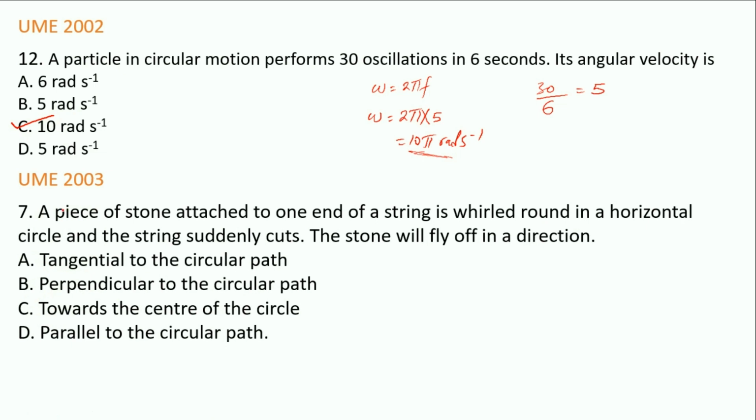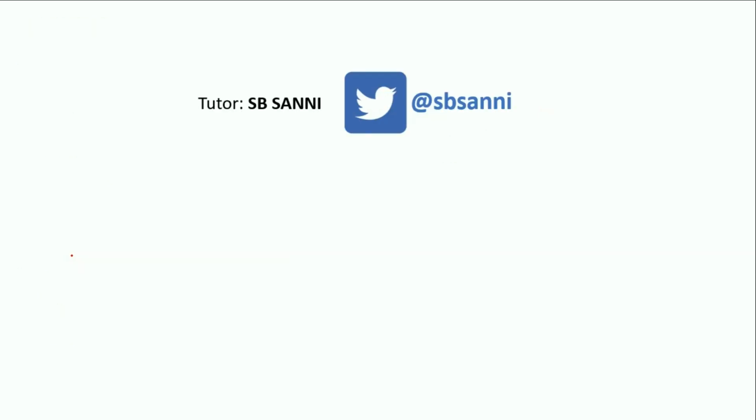UTME 2003, question number 7: a piece of stone attached to one end of a string is whirled in a horizontal circle, and the string is suddenly cut. The stone will fly off in a direction that is tangential to the circular path, as we've talked about in a previous question.